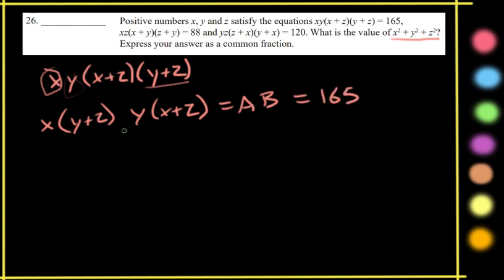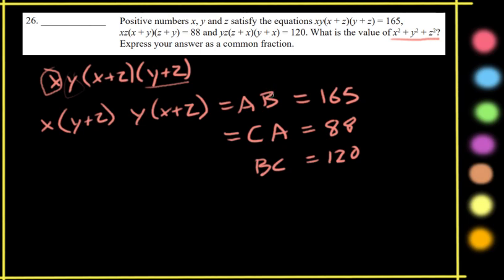And that is equal to 165. And then if you do that with these other 2 equations, what you'll find is that this one's basically C. The z times x plus y is what we're going to call C. So this 88 is C times A, that's equal to 88. And then the other one is B times C, and that's equal to 120.